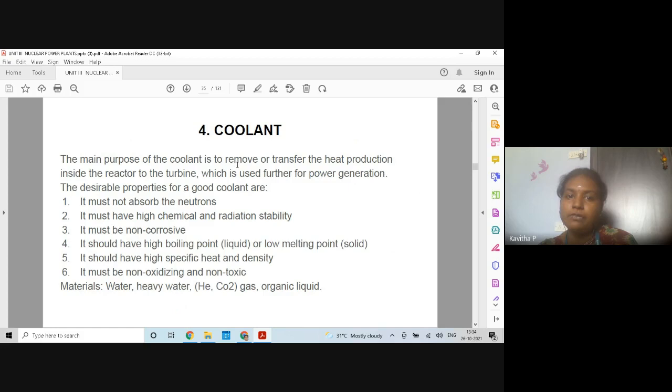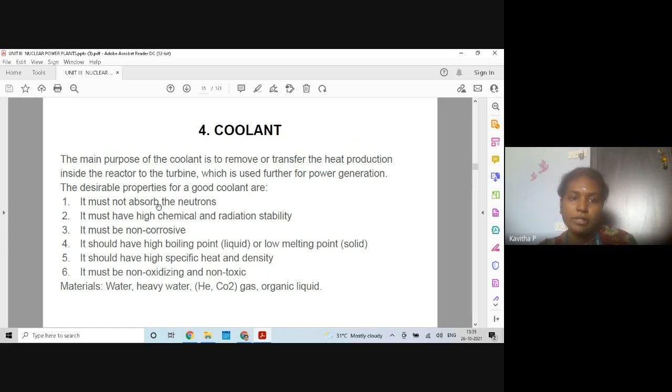The main purpose of coolant is to remove or transfer heat produced inside the reactor to the turbine, which is used further for power generation, because this heat energy inside the nuclear reactor is utilized to heat up the water to superheated steam. So this is the heat energy that is utilized.